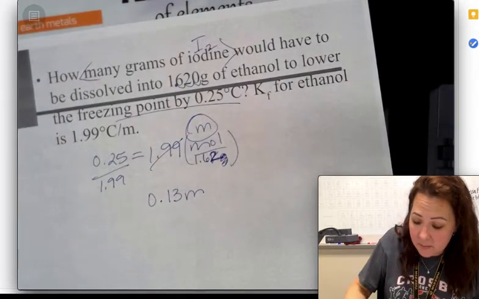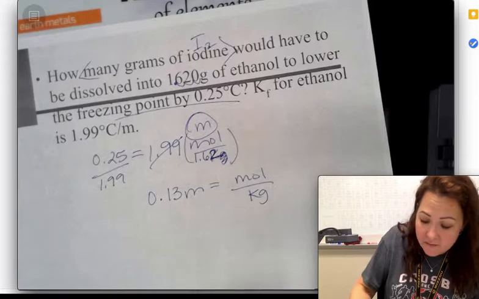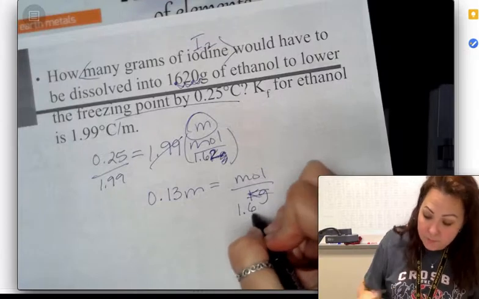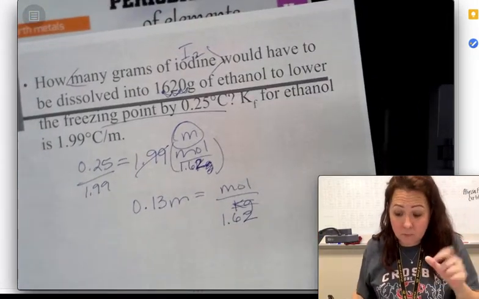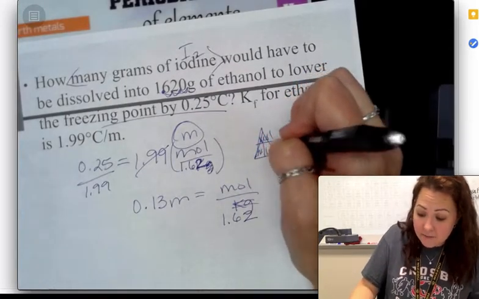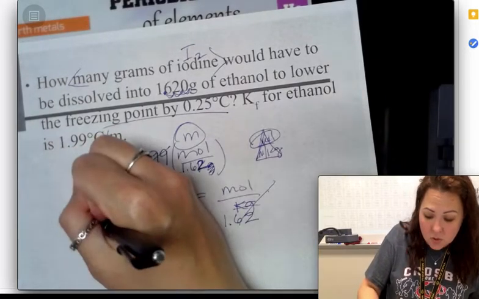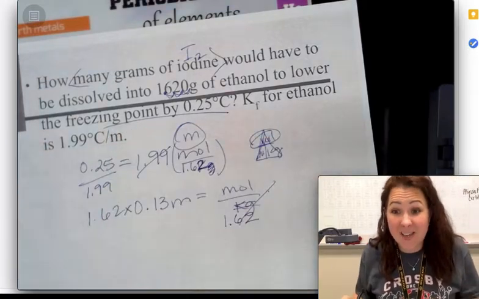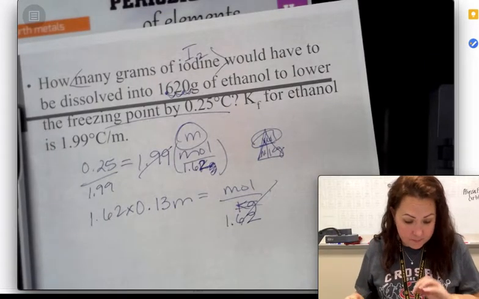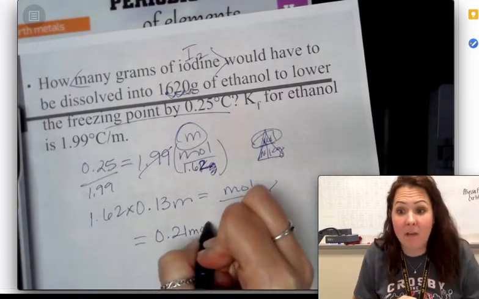Now once I have my little m, then I have my moles of solute divided by kilograms of solvent. My kilograms of solvent, again I moved my decimal place up here to give me 1.62. This is where you can use your triangle if you like to use the triangle. Moles per kilogram. I am solving for my moles here, so I'm going to multiply both sides by 1.62. Again, whatever algebra works for you, it's up to you. So we get 1.62 times 0.13. With two sig figs, I get 0.21 moles of iodine.